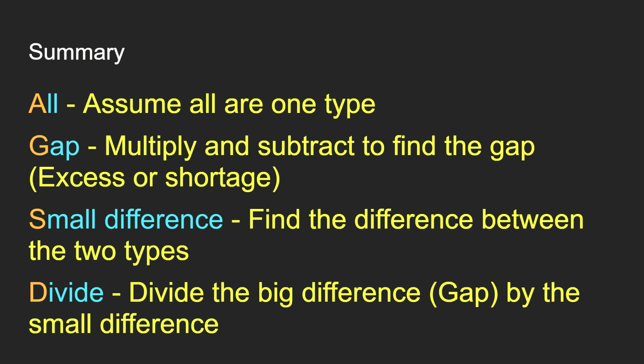And then we also have G, gap. So our gap is basically our big difference. What is the result of having all be one type? Would there be a shortage or would there be a surplus? And then after that, S, our small difference, which is basically the difference in the quantity provided by the two items. So if it's chickens and cows, probably the difference between the number of legs; for 20 cent and 50 cent coins, the difference in value. And then after that is our D, which is divide. So we divide to find our other variable. Divide the big difference by the small difference to find what we did not account for at the start.